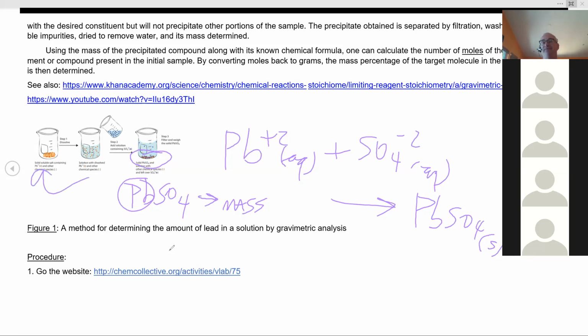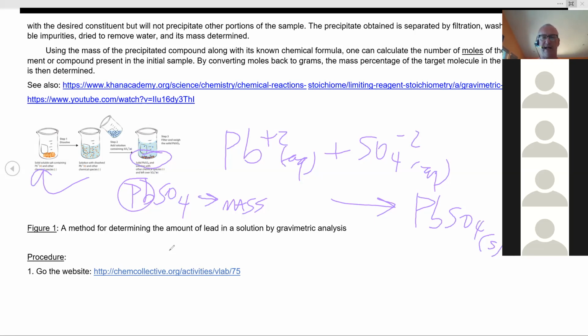And you can use similar sorts of assays. There's even more sensitive assays for lead where you can determine its concentration to just insanely low levels. But this is sort of one basic way that you would be able to determine how much lead is there.